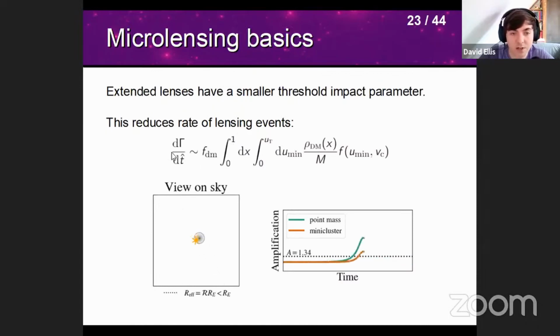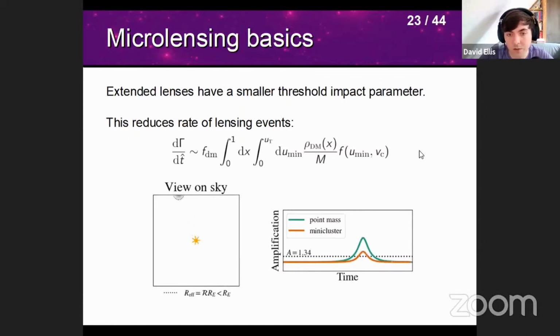And so what this means is that in our typical lensing rate equation, it's dependent on the fraction of dark matter that you think your objects make up. We have some integral over the line of sight from 0, which is the observer, to 1, the source. Most importantly, we have this integral over the impact parameters. And so there is some function of the impact parameters, and also it's obviously dependent on the number density of your object along your line of sight. But the important thing is that for extended sources, this threshold radius becomes lower, and therefore you're integrating up to a smaller threshold here. And so you expect to therefore see a smaller number of events.